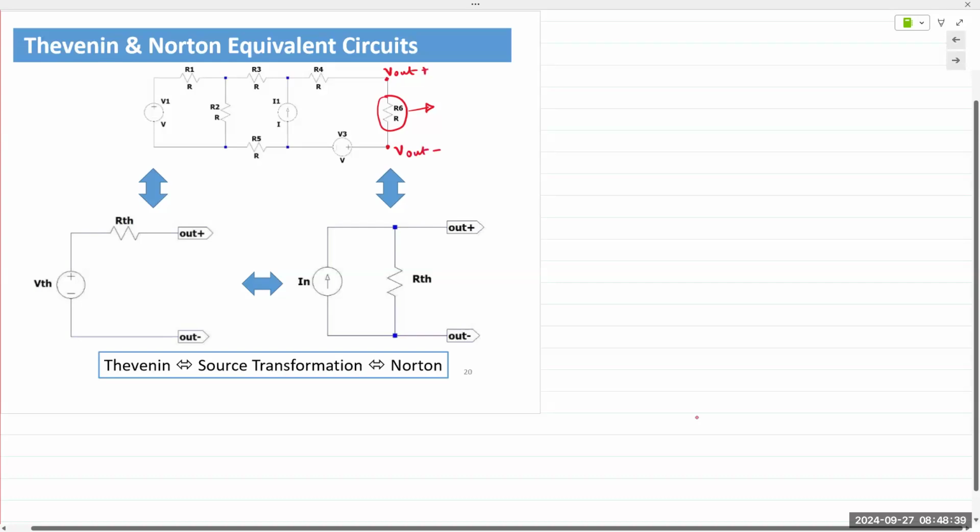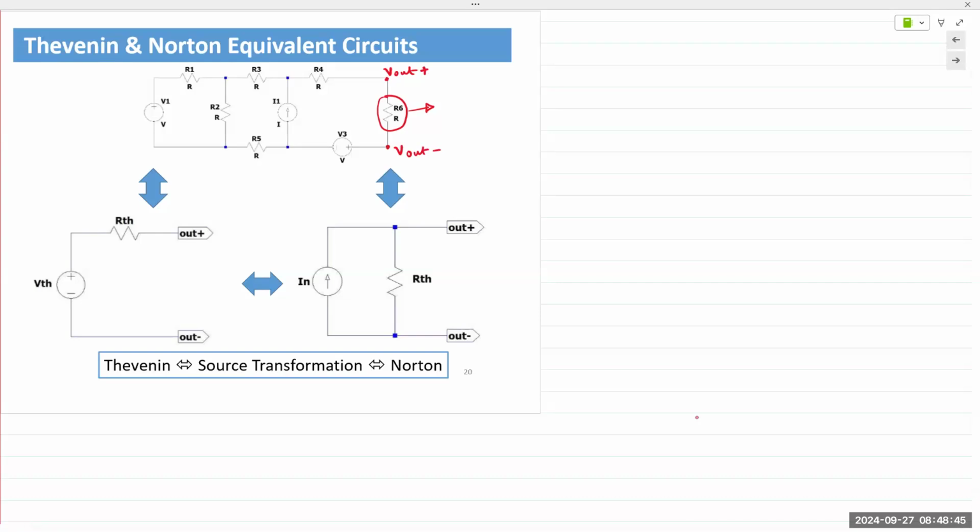The minus and plus doesn't mean anything right now. It's just a notation that I'm using. V out plus, V out minus. Okay. So Thevenin theorem is basically a voltage source in series with a resistor.